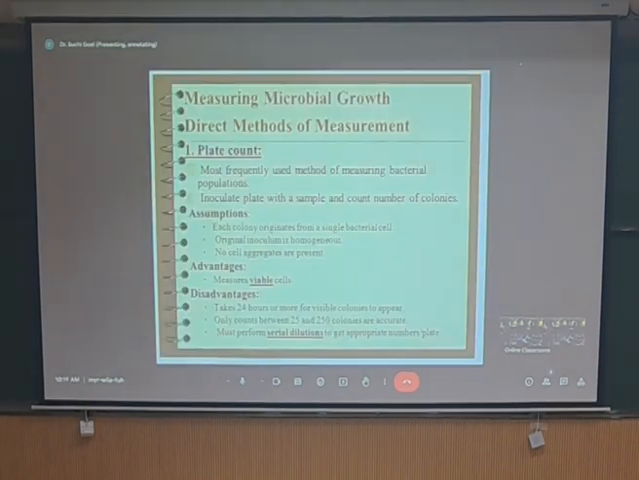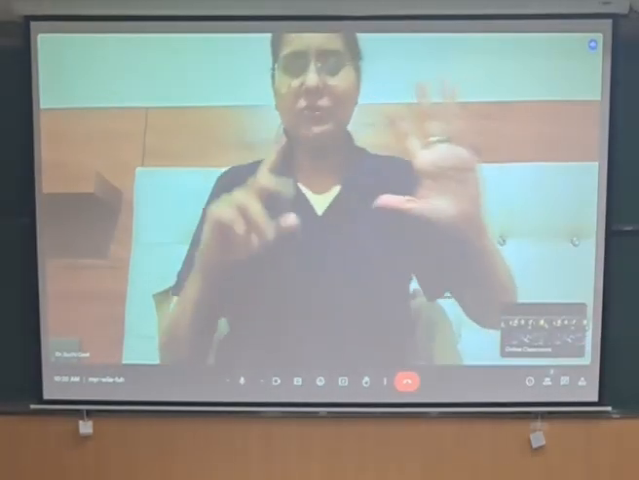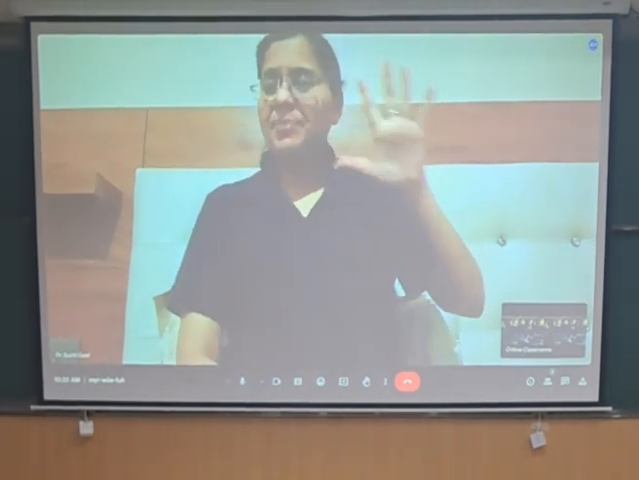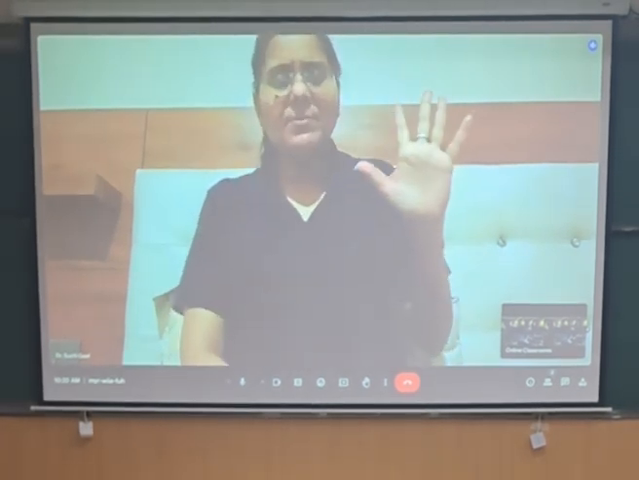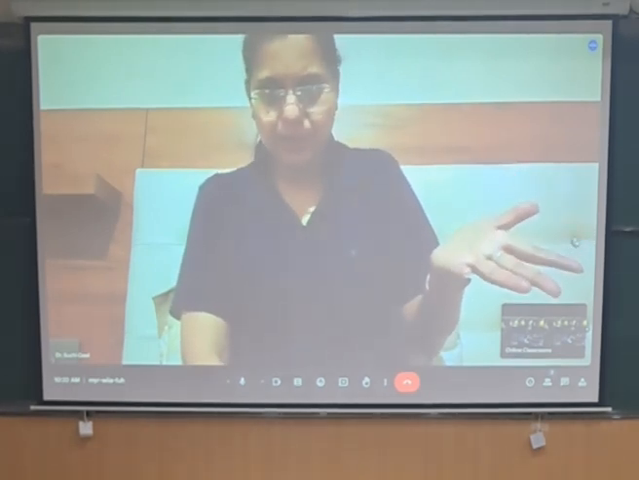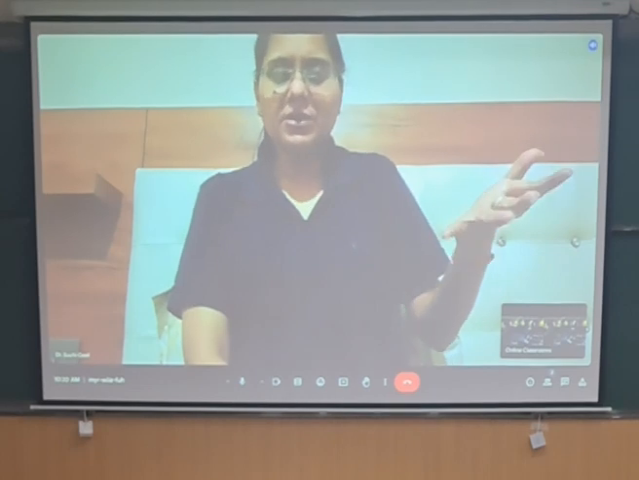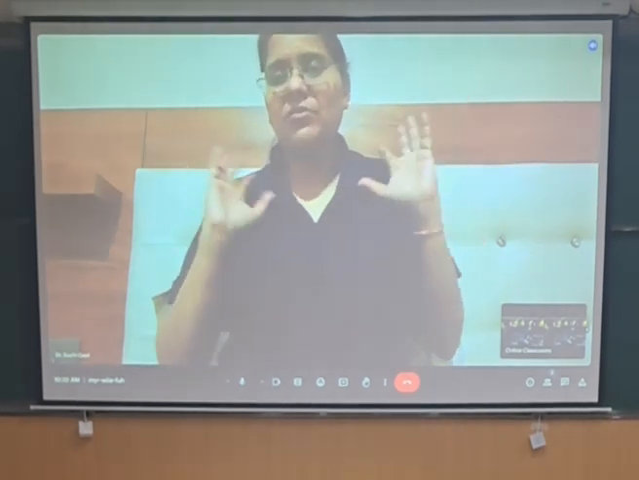Before going to that, I will just explain without the help of a slide the spread plate. This is the most common method you use for counting your bacterial growth. If you get a good number of colonies, you will do that. The moment you set up your transformation, if you see a good number of colonies, you will be very happy.